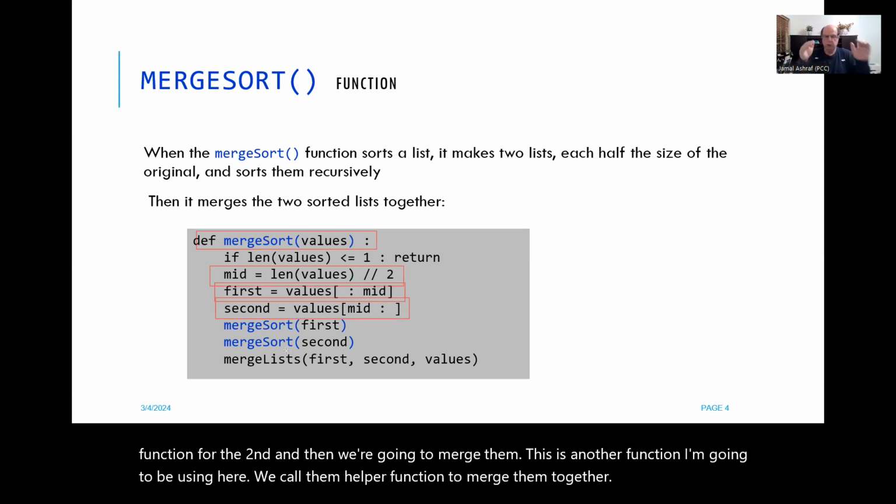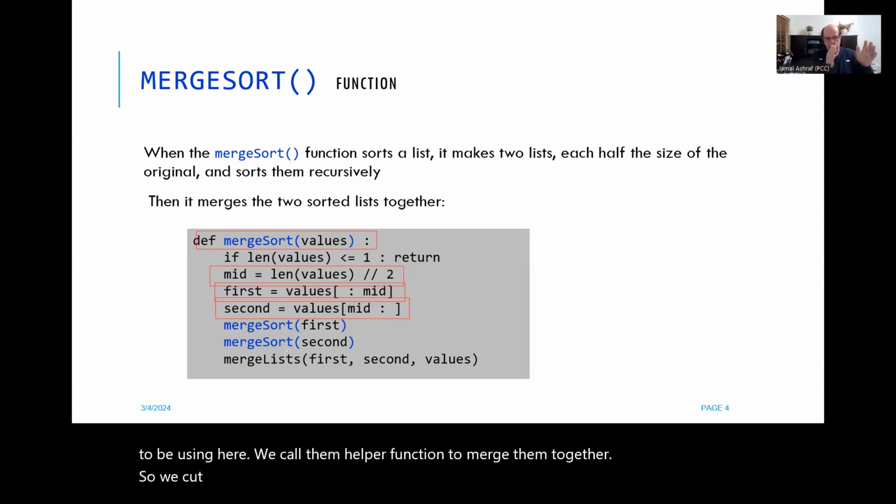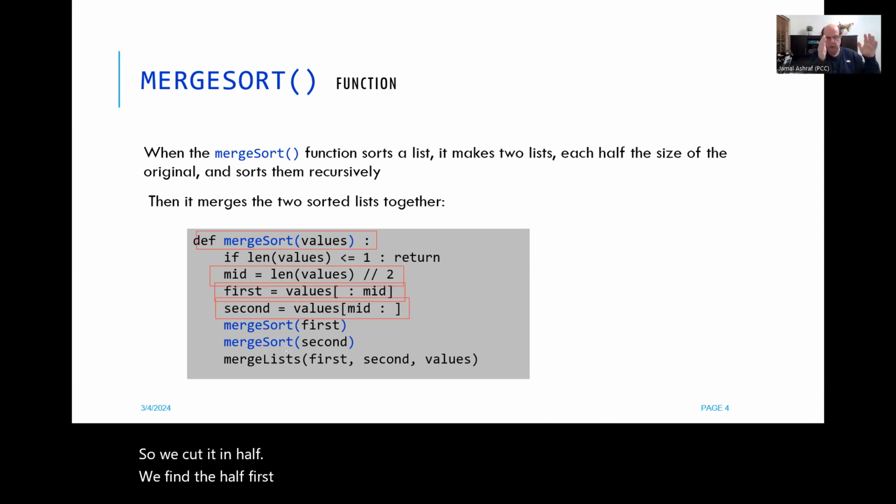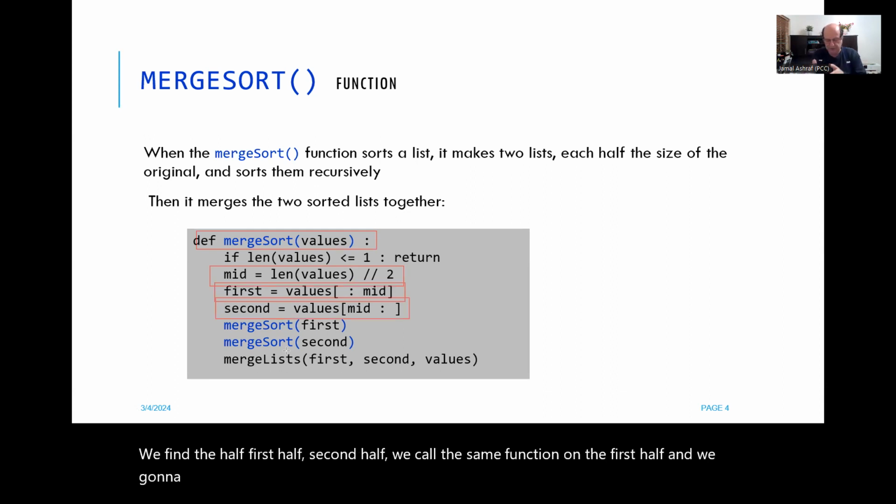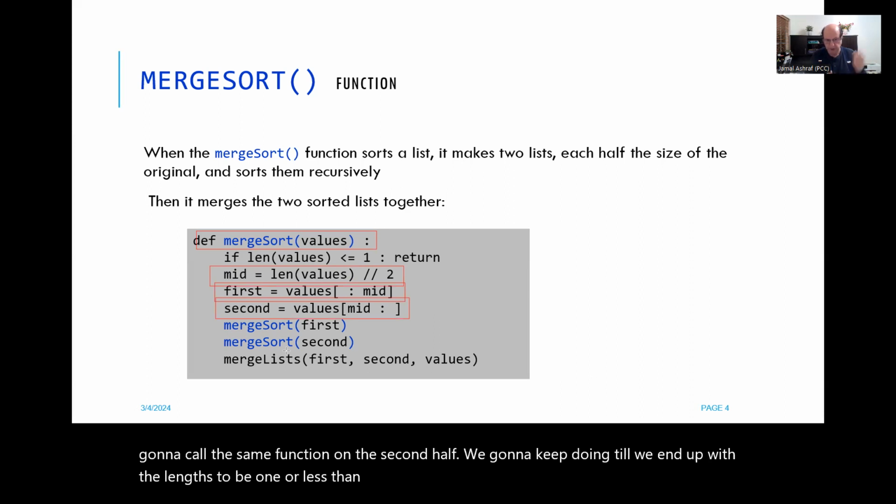So we cut it in half. We find the first half, second half. We call the same function on the first half, and we call the same function on the second half. We're going to keep doing that till we end up with lengths of 1 or less than 1. And then we're going to return.